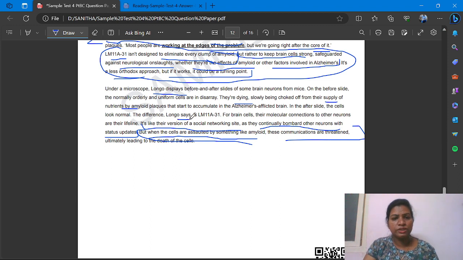See the difference. Longo says for brain cells, their molecular connections to other neurons are their lifeline. It is like their version of a social network, as they continually bombard other neurons with status updates. This is the sentence. But the last sentence says, when the cells are assaulted by something like amyloid, the protein which causes Alzheimer's, these communications are threatened, ultimately leading to the death of the cells.